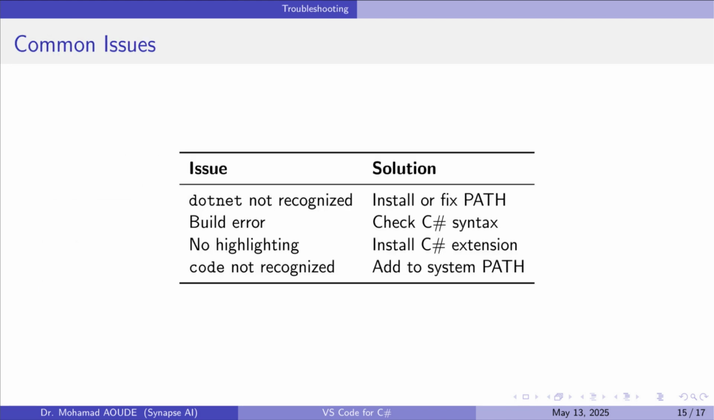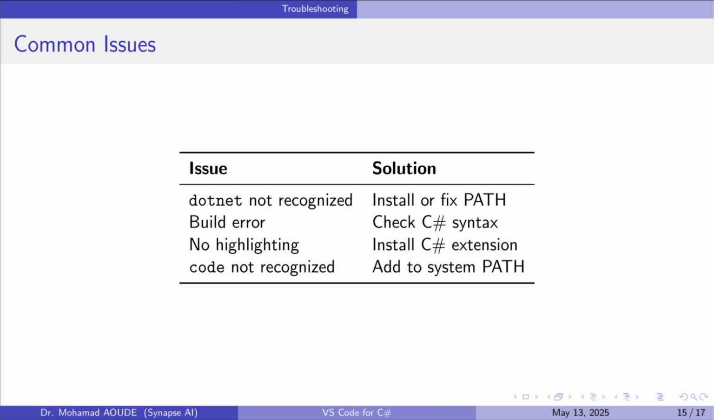It's common to run into issues when setting up or starting out. Here are a few common problems and potential solutions. If the dotnet command is not recognized in your terminal, the .NET SDK might not be installed correctly, or it might not be added to your system's path environment variable. Revisit the installation steps, or search online for how to add to path for your OS. If you get build errors, it usually means there's a syntax mistake in your C# code. Look closely at the error message. It often tells you the file and line number.